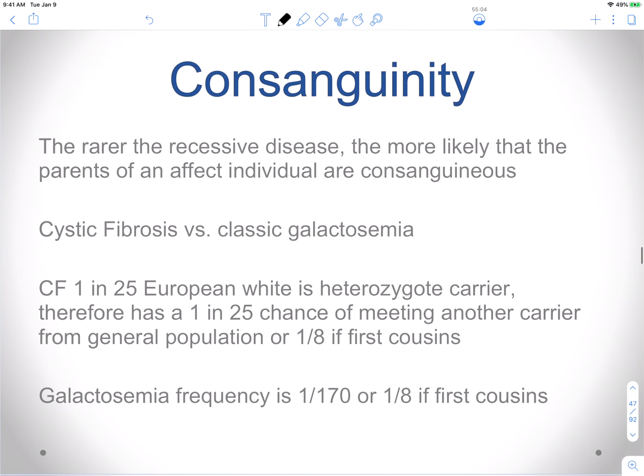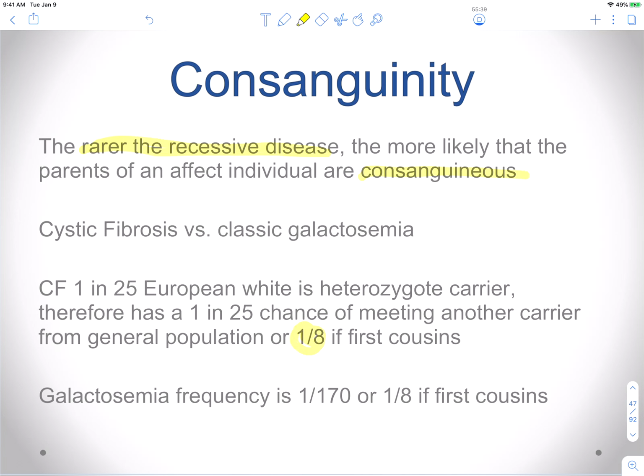So one thing to keep in mind with consanguinity is the rarer the recessive disease, the more likely the parents of an affected individual have some sort of relatedness, kinship. Cystic fibrosis and classic galactosemia are both usually connected to some form of consanguinity. For cystic fibrosis, 1 in 25 of the European white population is a carrier, and therefore you have a 1 in 25 chance of meeting another carrier from the general population.